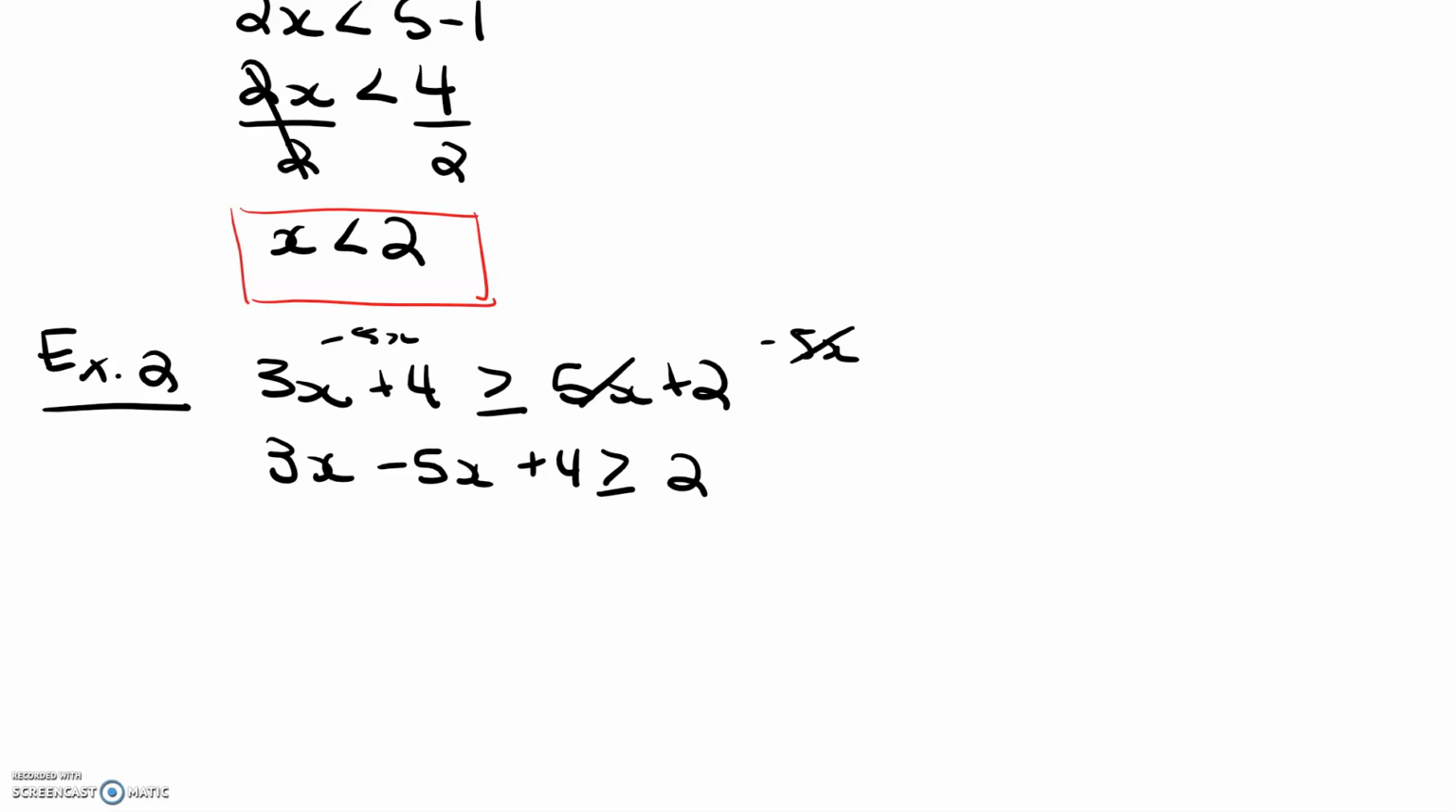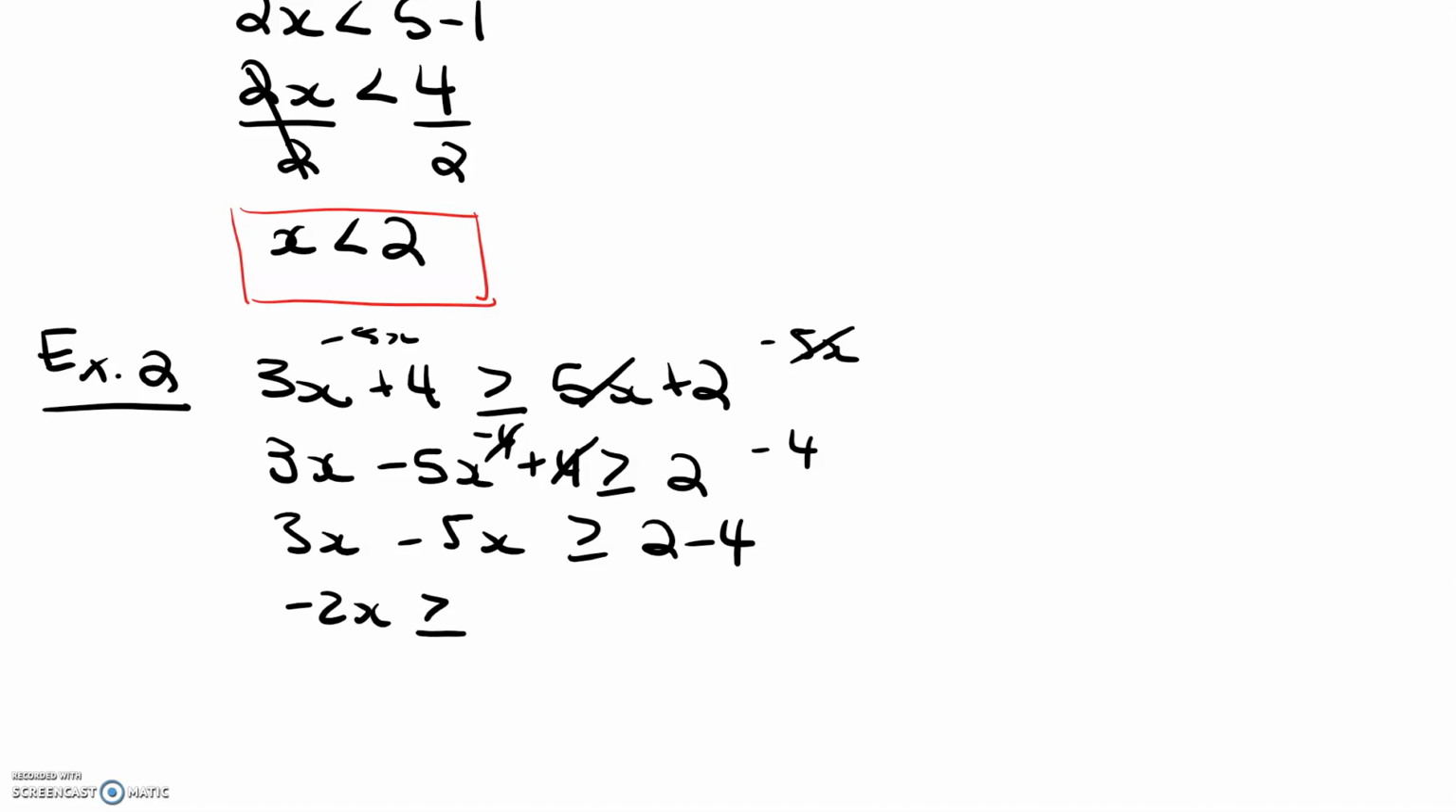Now I want to bring over my constants, again, all to the right side. So I'm going to subtract 4 from both sides. That'll cancel the 4's on the left. So I have 3x minus 5x is greater than or equal to 2 minus 4. Now I'm going to simplify both of these. 3x minus 5x is negative 2x, greater than or equal to negative 2.